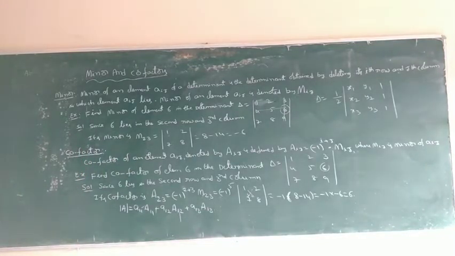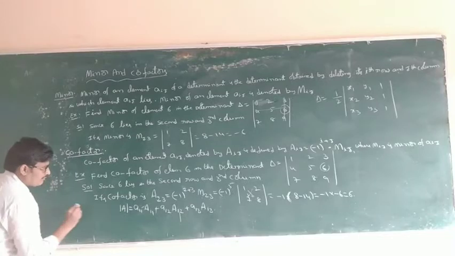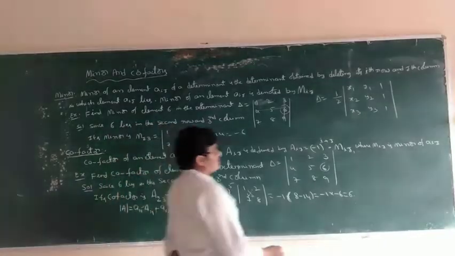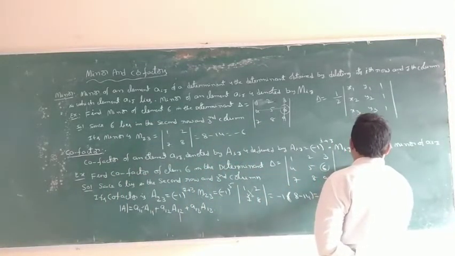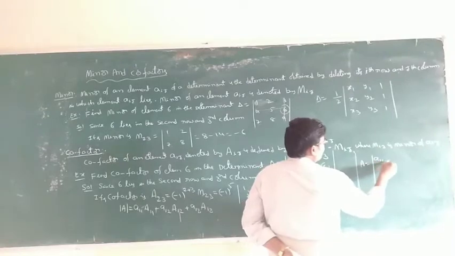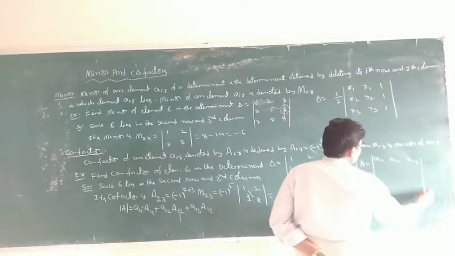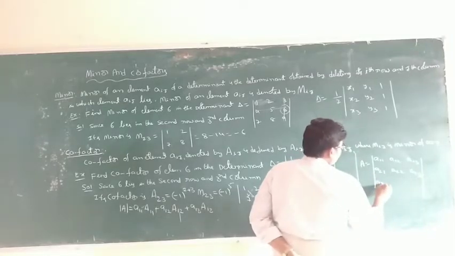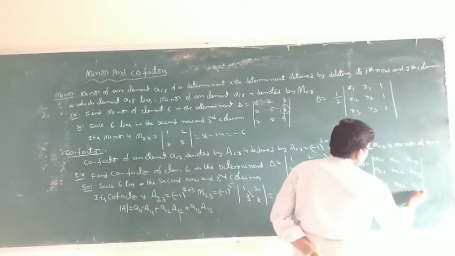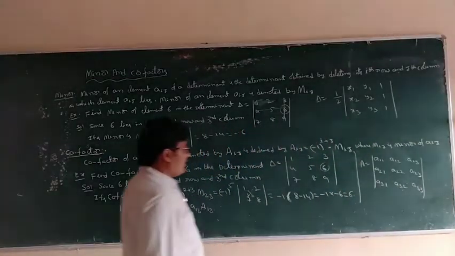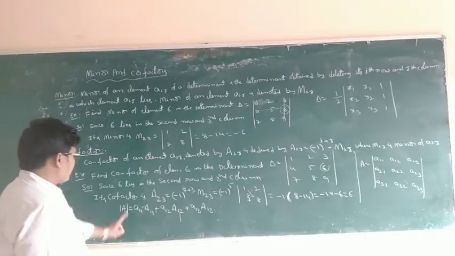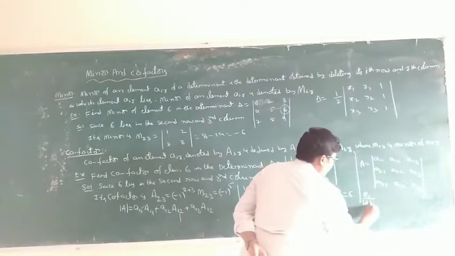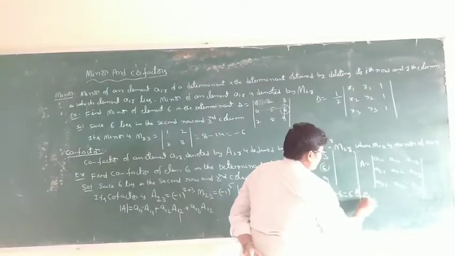Determinant of A. For example, what is A? For example, A is equal to, this is matrix A. A is equal to A11, A12, A13, A21, A22, A23, A31, A32, A33. This is the matrix of A. Determinant of A is equal to the determinant of A along row 1.